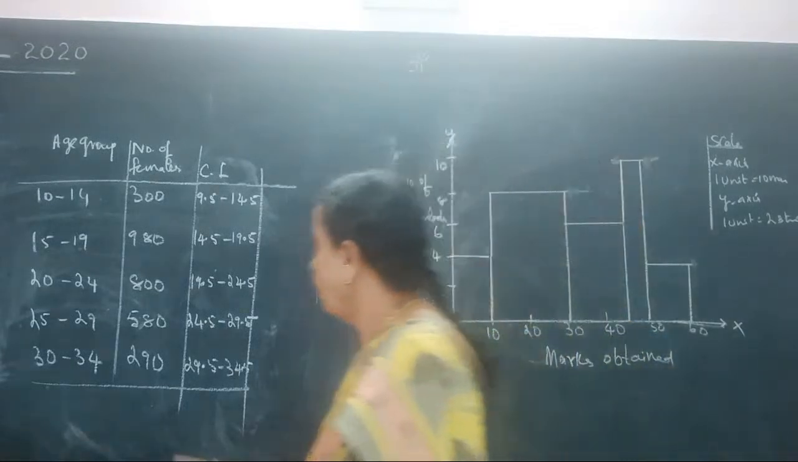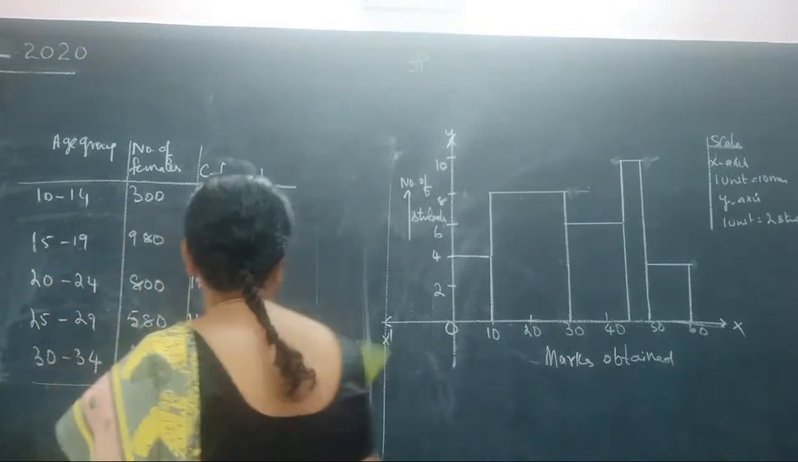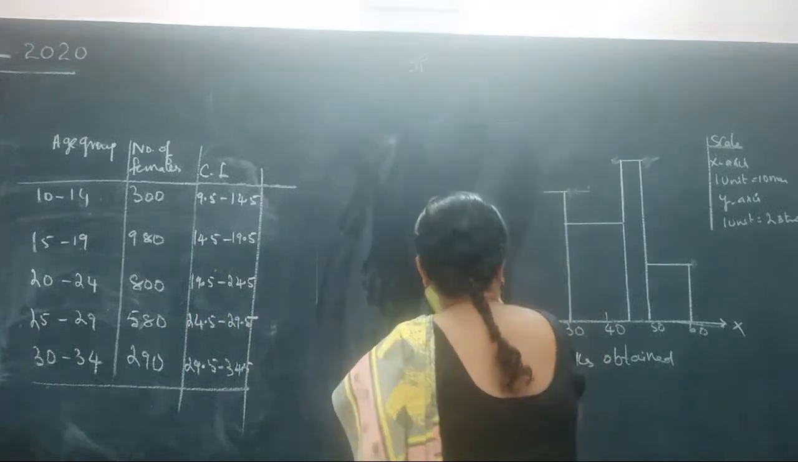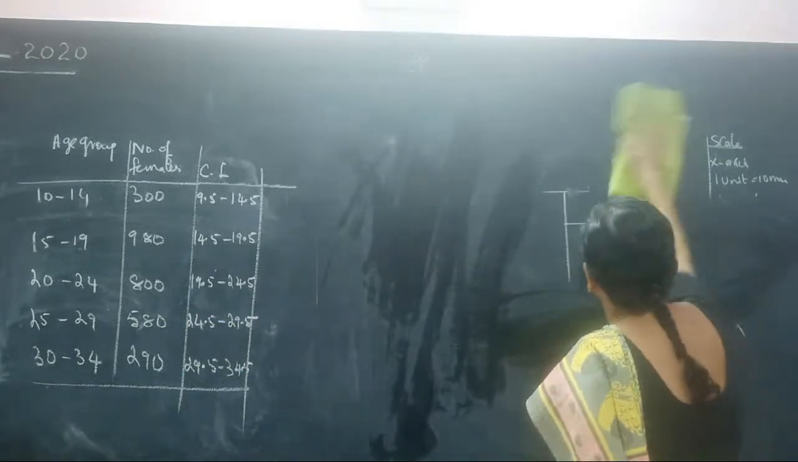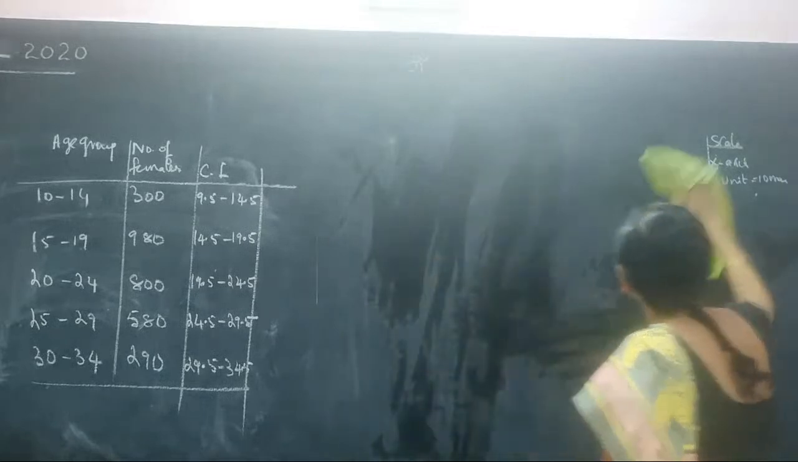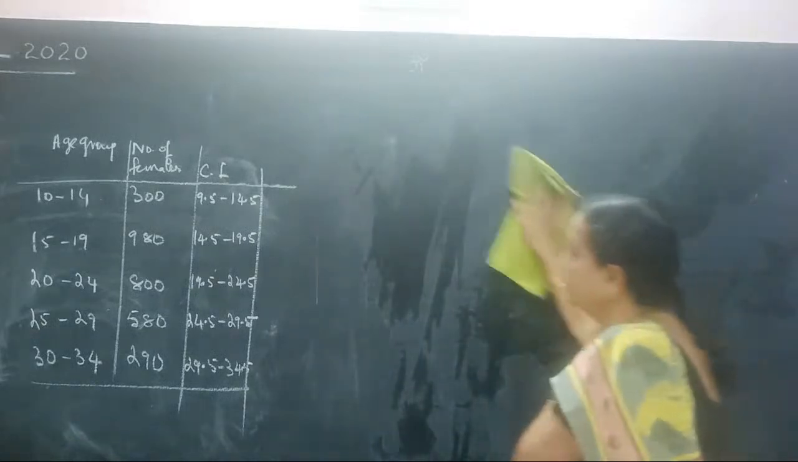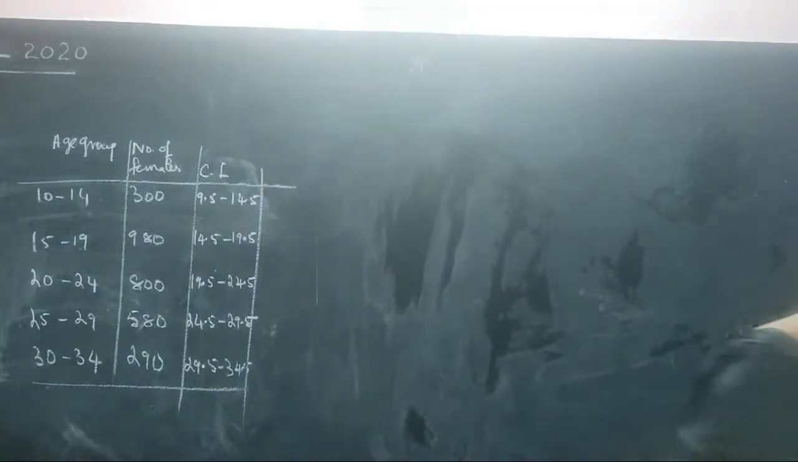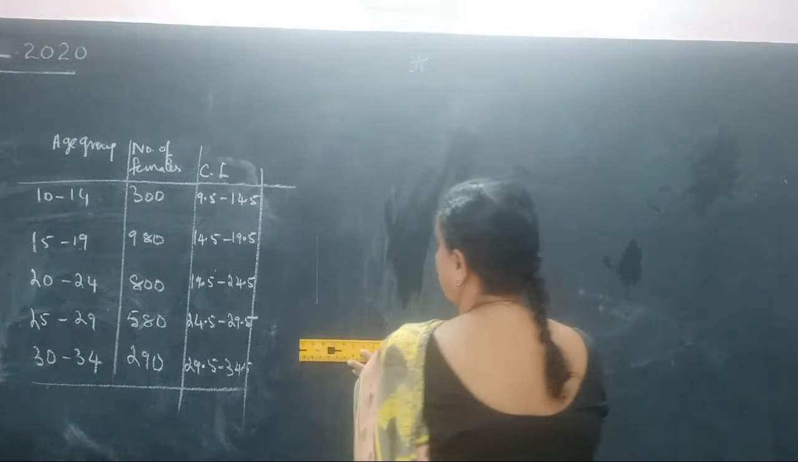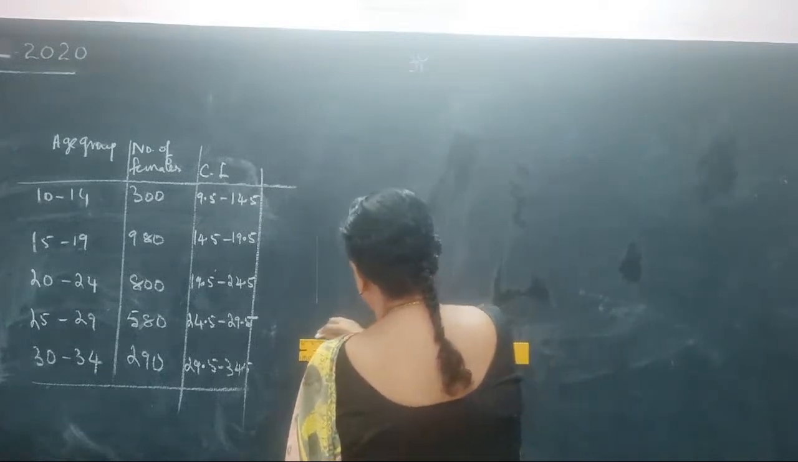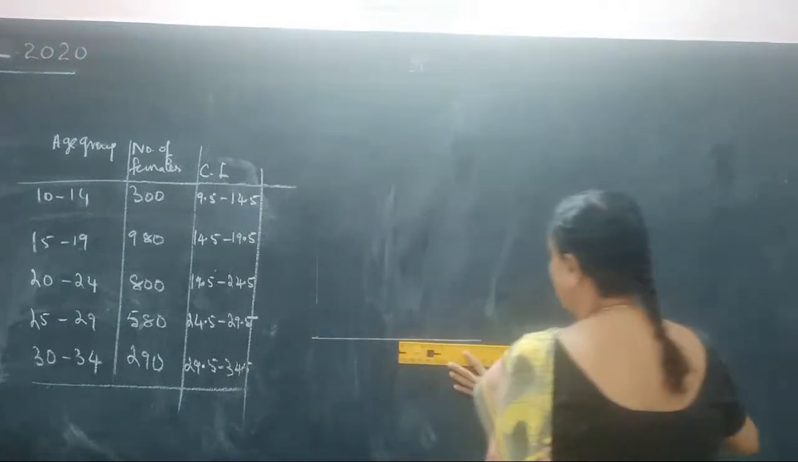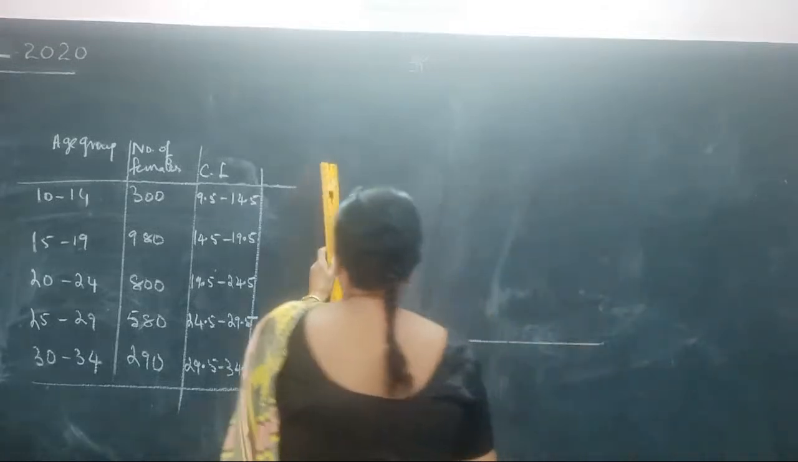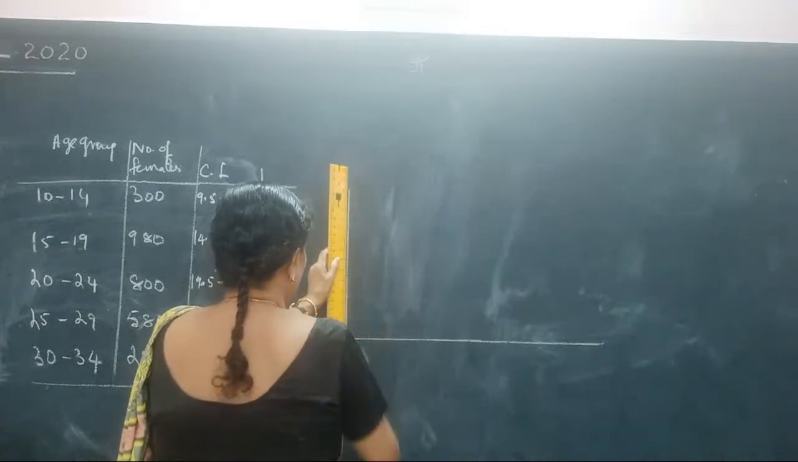Okay? Now, with respect to the class interval, we plot those points on the graph, and there we will get a histogram. That is, taking the age group on the x-axis and the number of females on the y-axis.